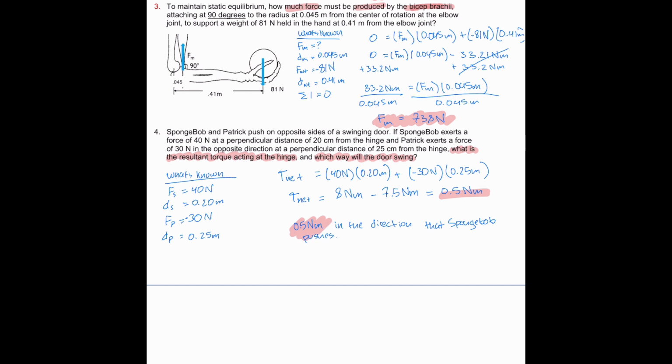So that would be our answer for question number 4. This one's relatively easy. It's just finding our total net torque and then seeing which side it falls on, positive or negative. If it was negative 0.5, we would have known it would be in Patrick's direction. But since it's positive, it is going towards the side that SpongeBob pushes. So that is the answer for question number 4.